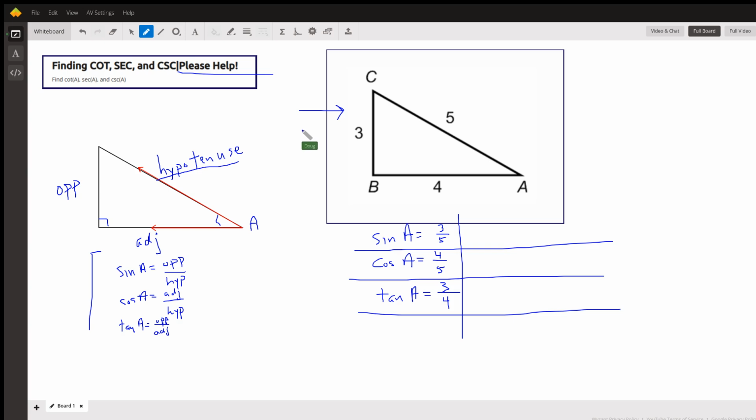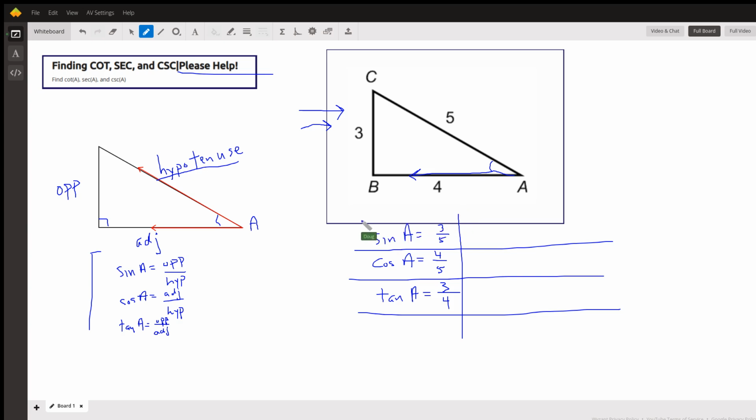If we move over to your triangle, and I want to find the basic three trig ratios, the sine of this angle right here is the opposite side over the hypotenuse, 3/5. Cosine of A is the adjacent side, the leg that includes one of the rays that makes up angle A, 4/5, and tangent is opposite over adjacent.